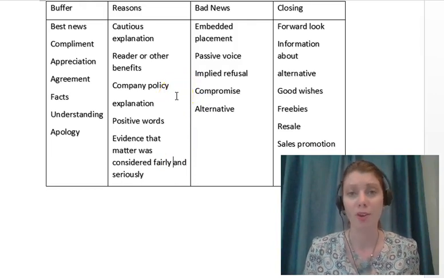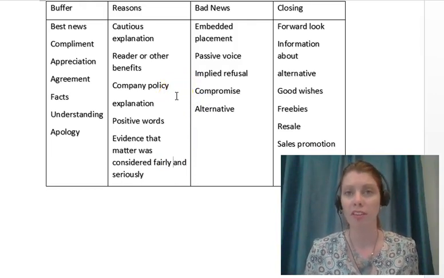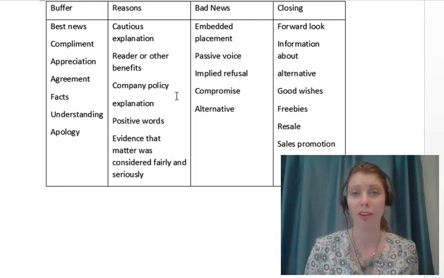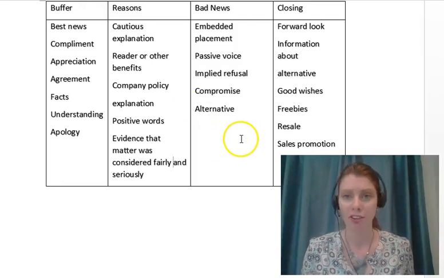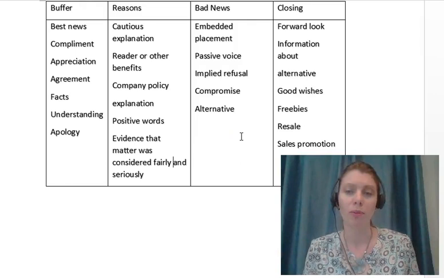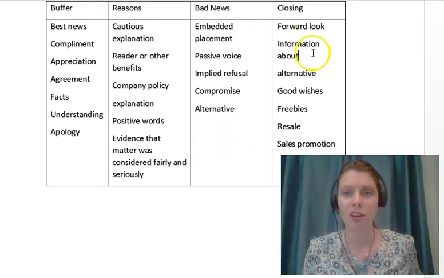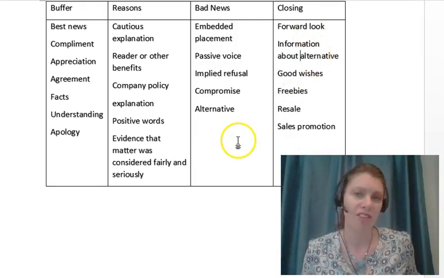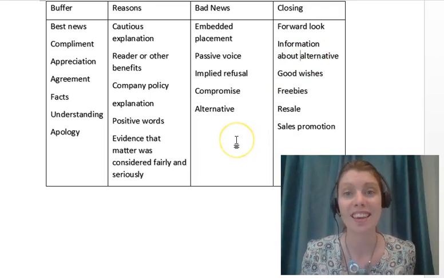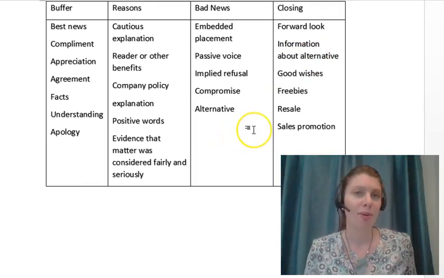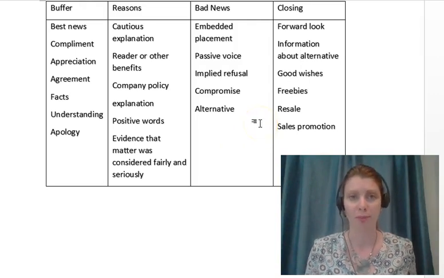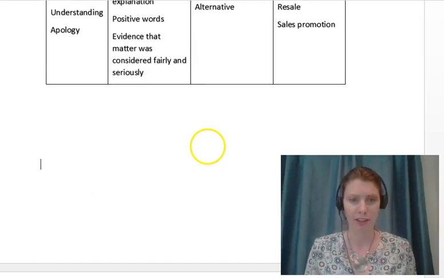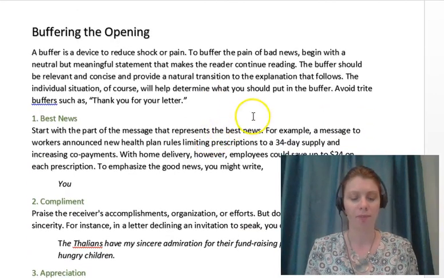Then you have your bad news, which could be delivered as an embedded placement using the passive voice, which we looked at earlier about the oil, an implied refusal, compromise, or an alternative. And in your closing, you could be forward-looking, you can give information about an alternative, give good wishes, talk about free things, talk about the resale value or the resale of something, or give a sales promotion. So let's look at these each in turn.